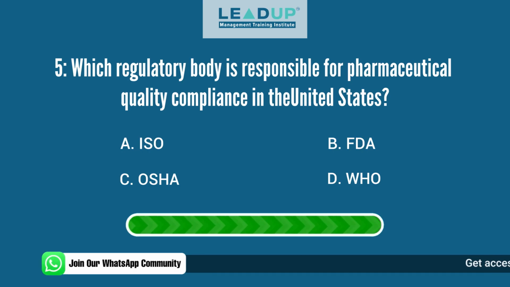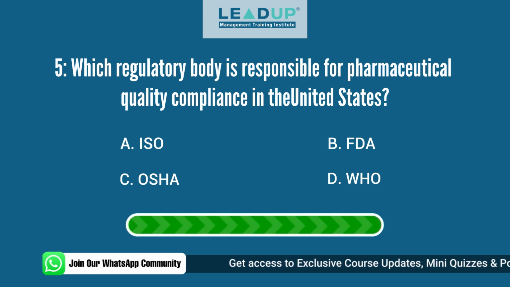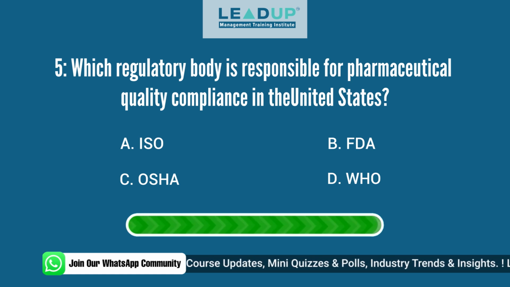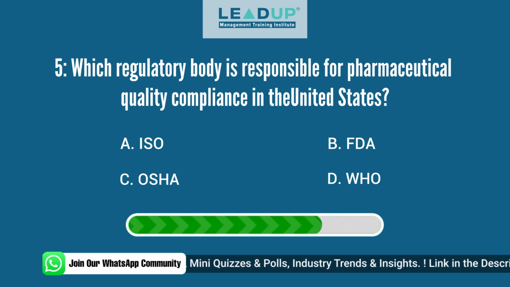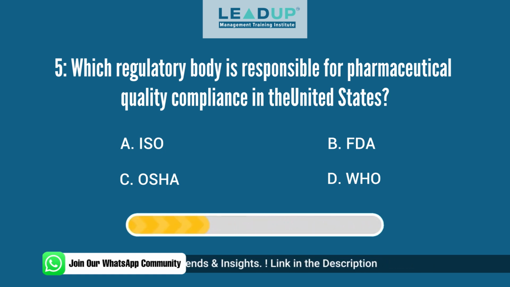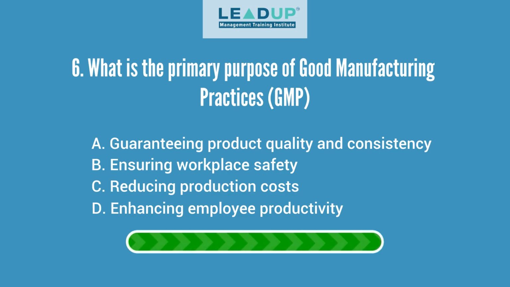Question 5. Which regulatory body is responsible for pharmaceutical quality compliance in the United States? A. ISO. B. FDA. C. OSHA. And D. WHO. The answer is FDA.